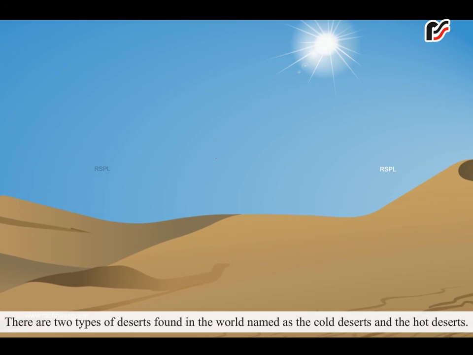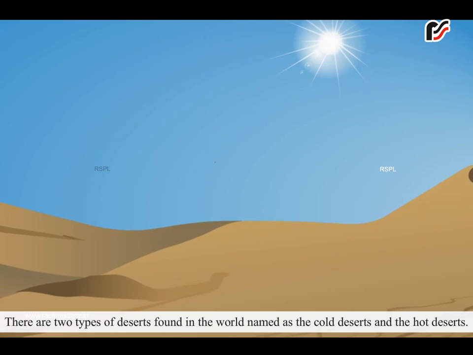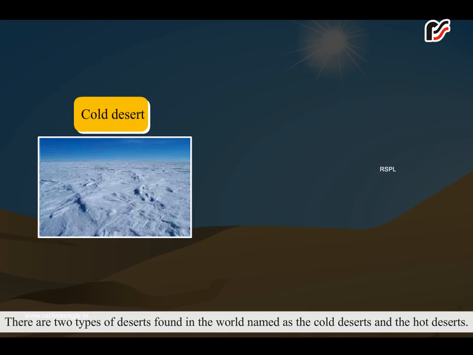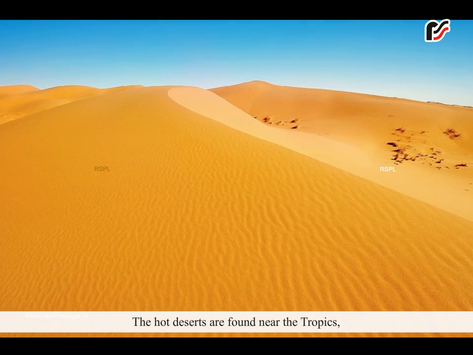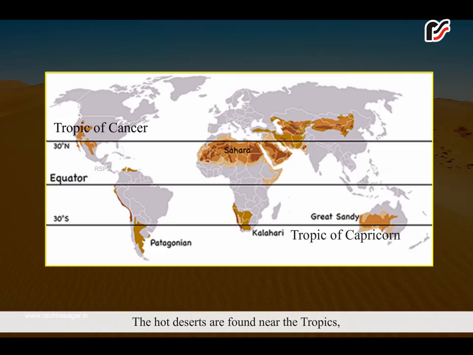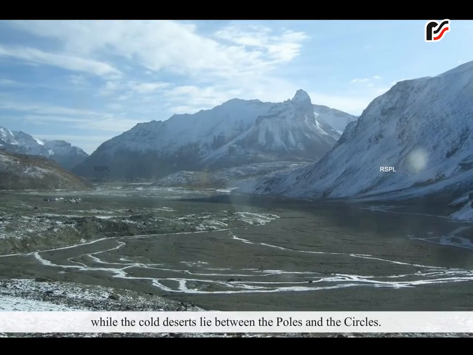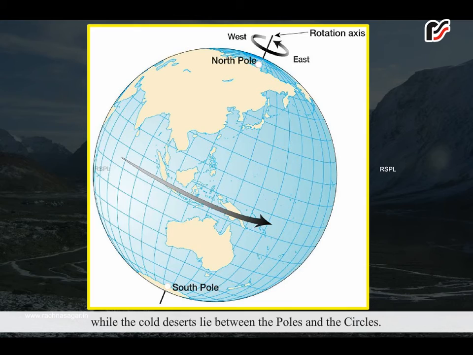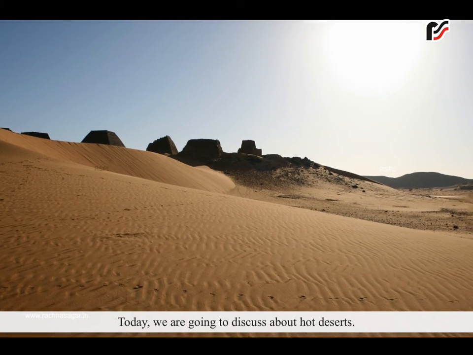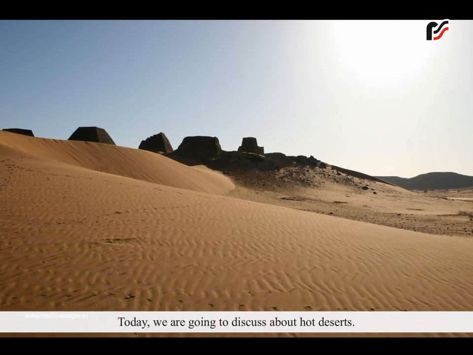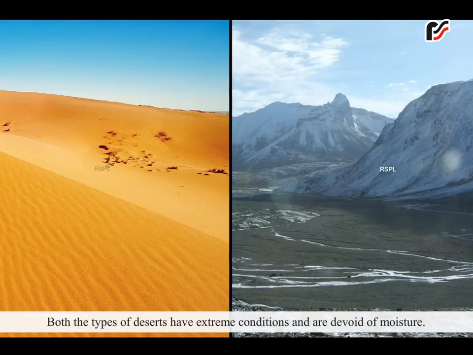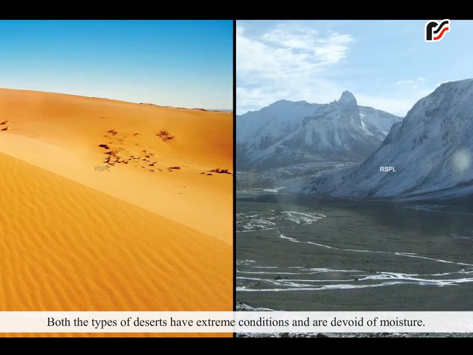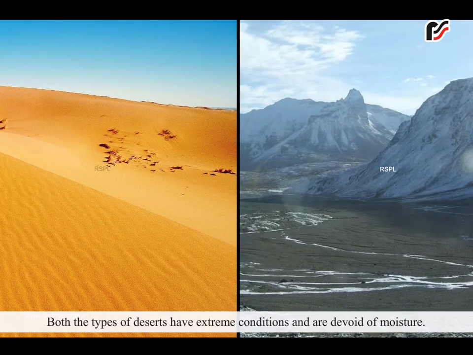There are two types of deserts found in the world, named the cold deserts and the hot deserts. The hot deserts are found near the tropics, while the cold deserts lie between the poles and the circles. Today, we are going to discuss hot deserts. Both types of deserts have extreme conditions and are devoid of moisture.